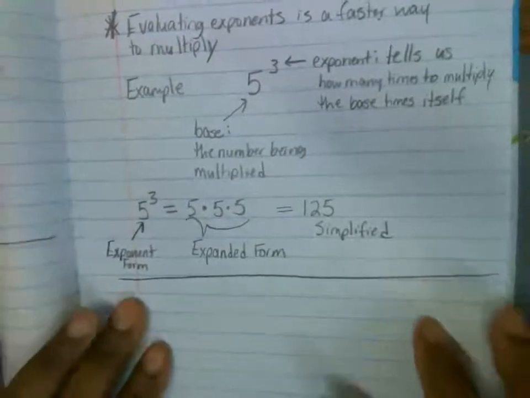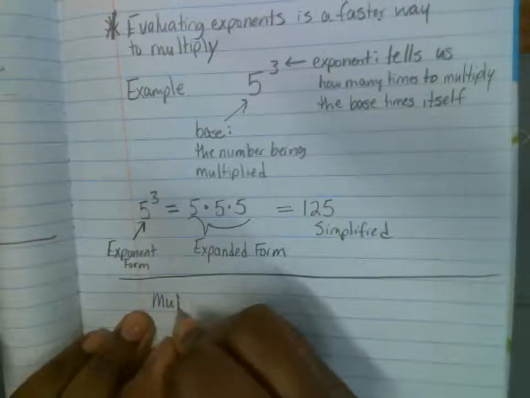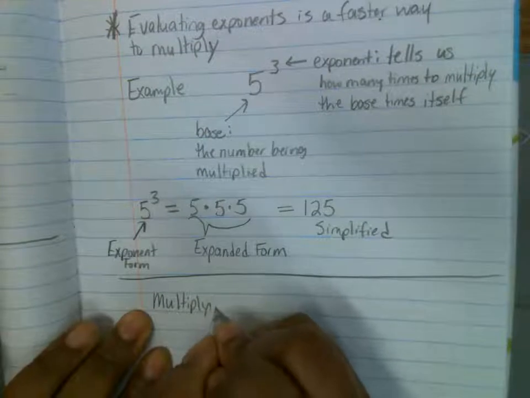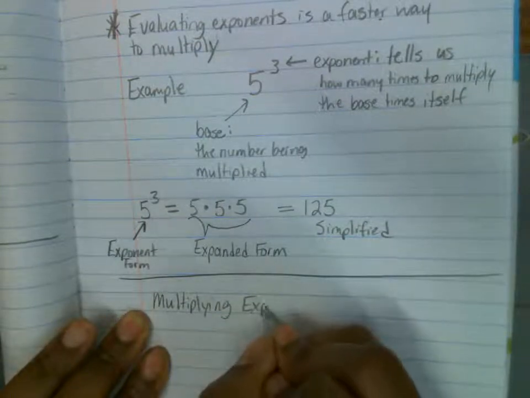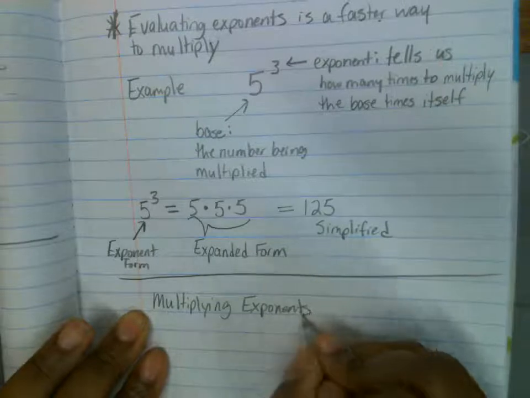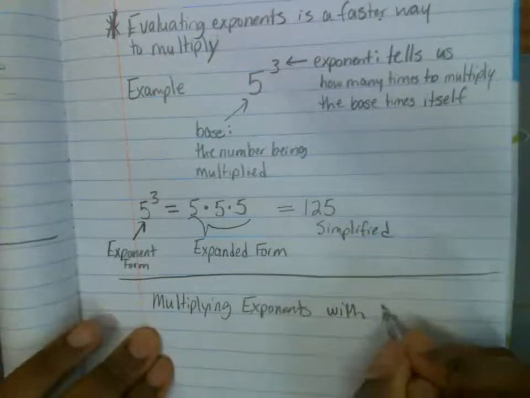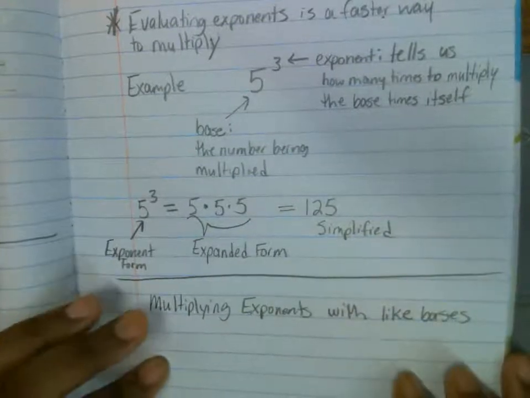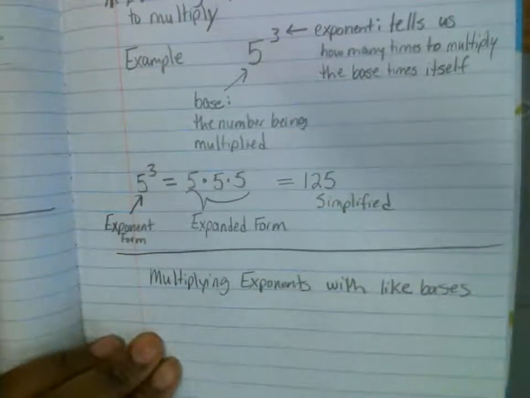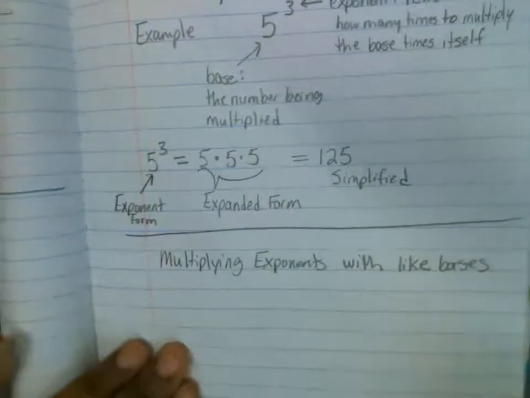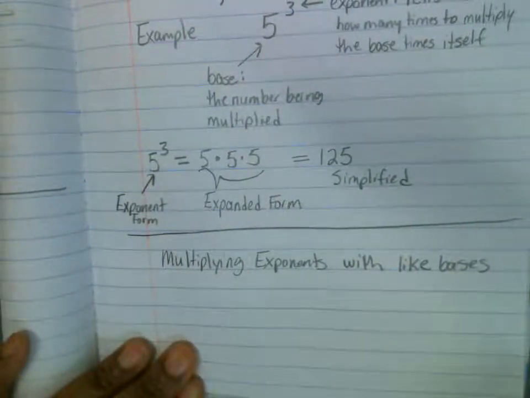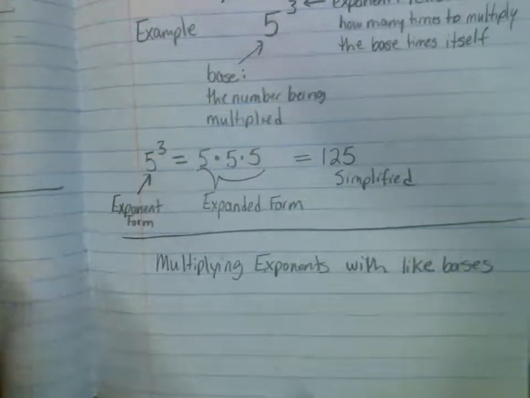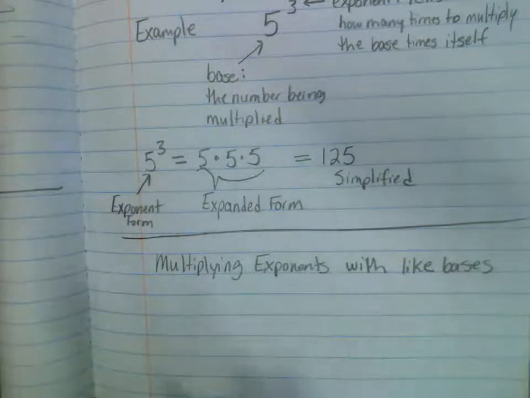Okay, so now we're going to be multiplying exponents with like bases. Multiplying exponents with like bases. That's what we're getting ready to do now. I'm going to give you an example. I'm going to do the long way first, and then I'm going to show you a shortcut.